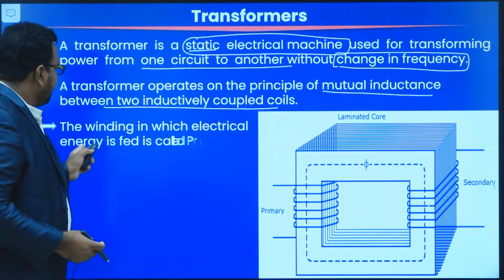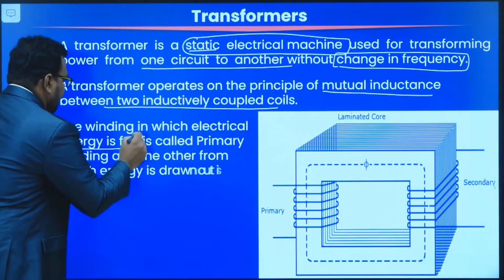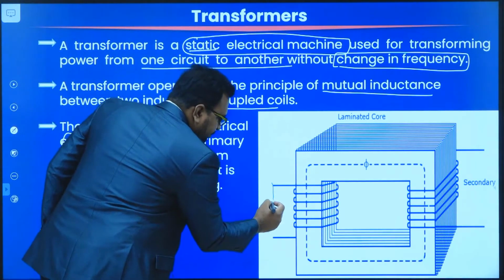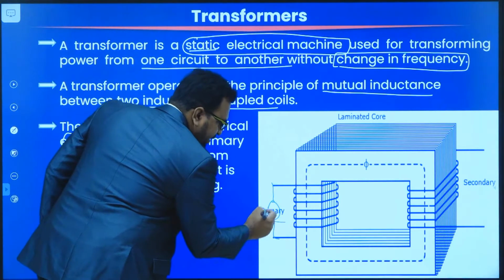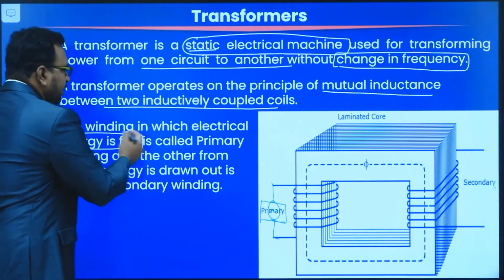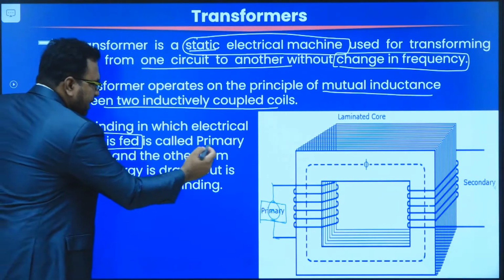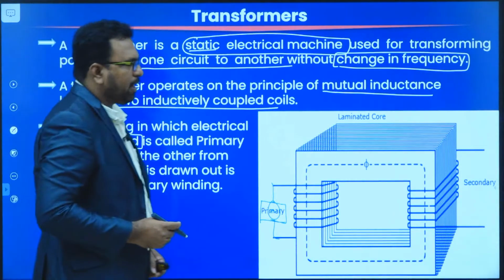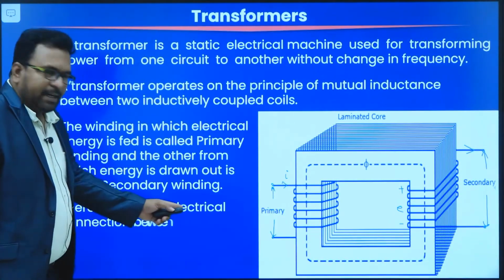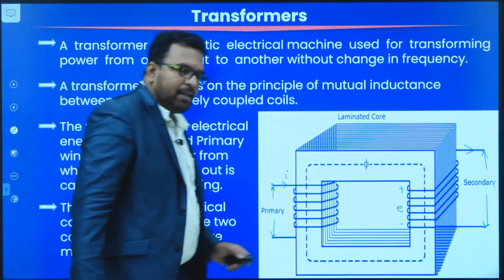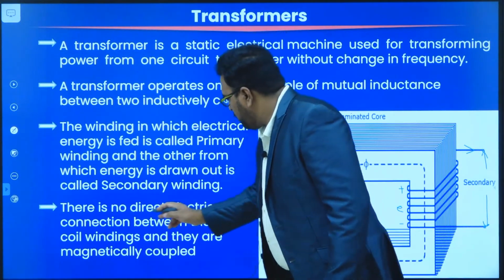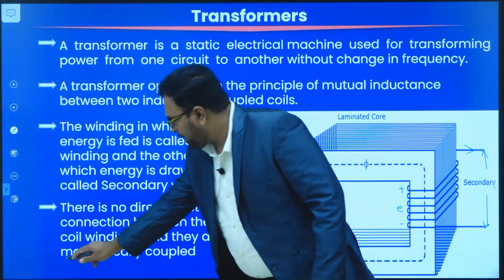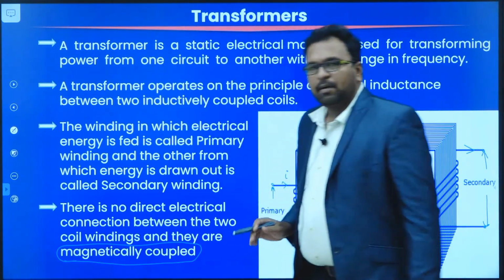The winding in which electrical energy is fed is called the primary winding. So if you apply voltage here, then this winding is called the primary winding, and the other winding from which energy is drawn is called the secondary winding. There is no direct electrical connection between the two windings, and they are magnetically coupled. The two coils are magnetically coupled.